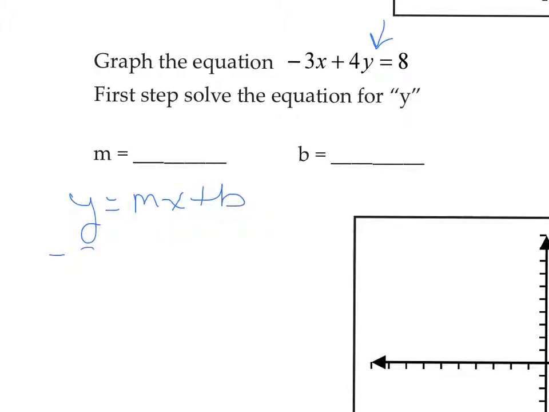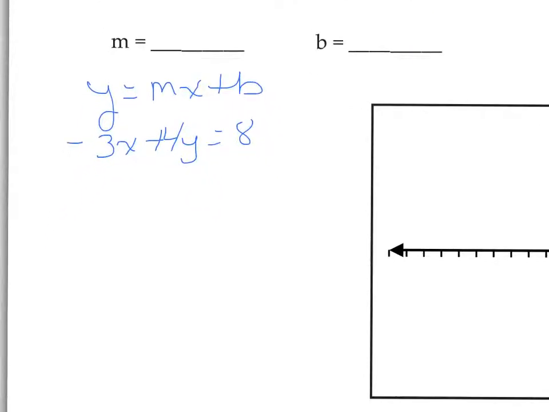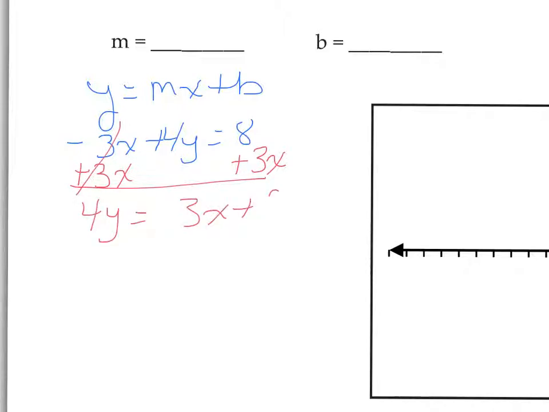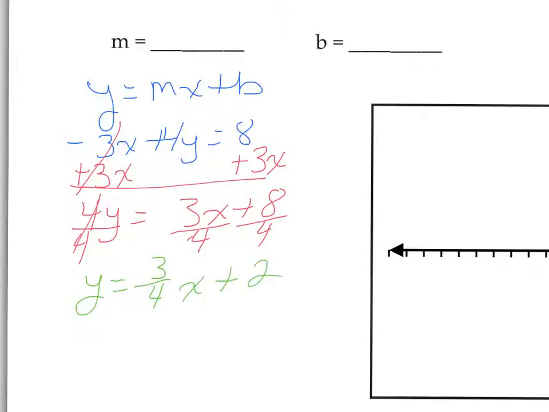So we're going to start with what we have, negative 3x plus 4y equals 8, and we're going to solve for y, or isolate the y. First, add the x term, so add the 3x, gets it off of this side and puts it over here. And then to isolate this y, divide by 4. All three terms divide by 4 to keep the balance. So y equals 3 fourths x plus 2, because 8 divided by 4 is 2.